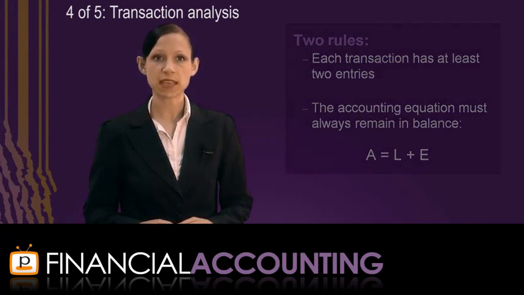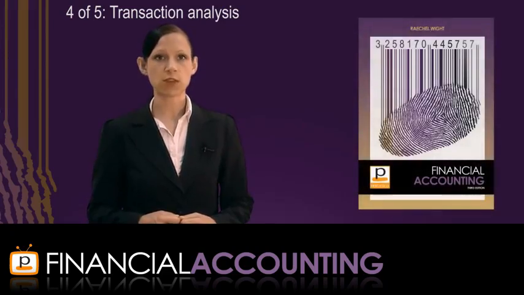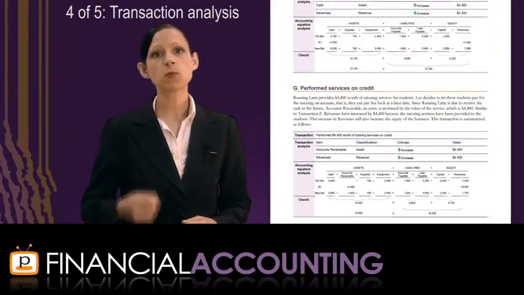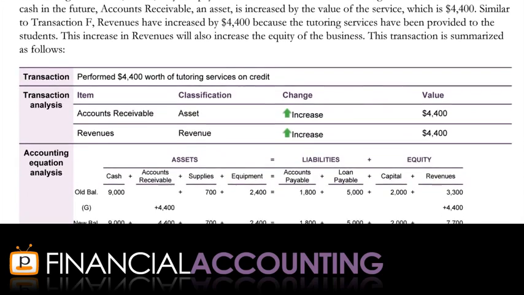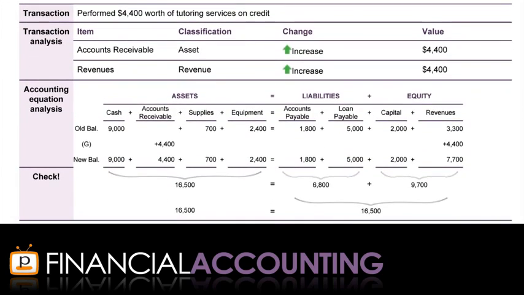So let's illustrate transaction analysis using transaction G from the Pedisco textbook, which is where the business performs $4,400 worth of services on credit. Remember, on credit means that the services are performed now, but the client is allowed to pay at a later date. So the first step in transaction analysis is to decide if the event is to be recorded in the accounting system or not. In this case, the transaction is to be recorded because it does affect either the assets, liabilities, equity, revenues or expenses of the business.